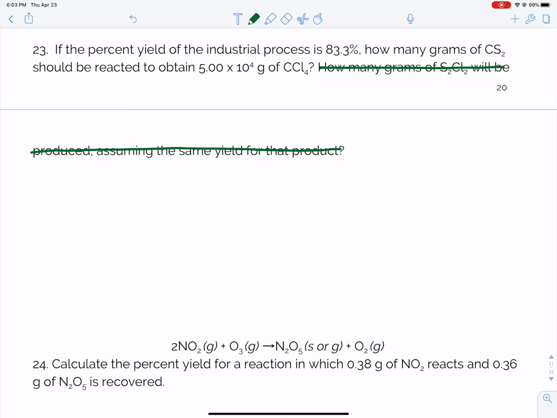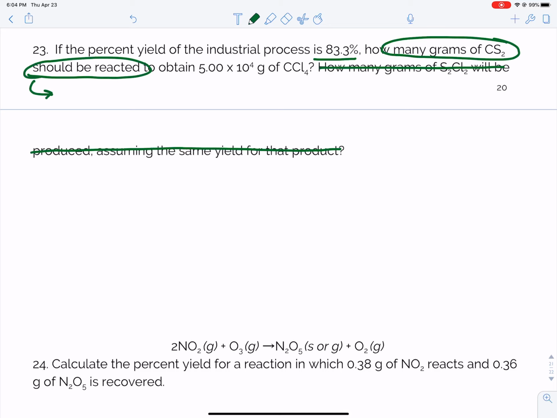We just don't have, honestly, enough room in this space to answer that second part of the problem. And it's just another stoichiometry problem, so we don't really need to do that. So you can just draw a line through that. So this question's a little different, right? I'm giving you the percent yield. I'm asking how many grams of CS2 should be reacted.